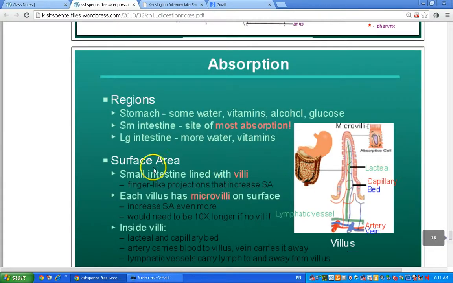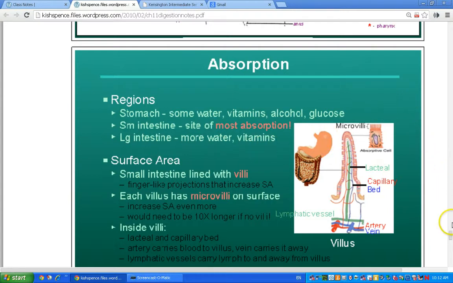Okay. The small intestine, as I said, is the site of most absorption. That's why it needs to be so long, because the digestion happens and the absorption happens. Not all digestion, not all absorption, but the bulk of it happens in the small intestine. So it's a really important part of your body. In your large intestine, we said vitamins and more water are absorbed.